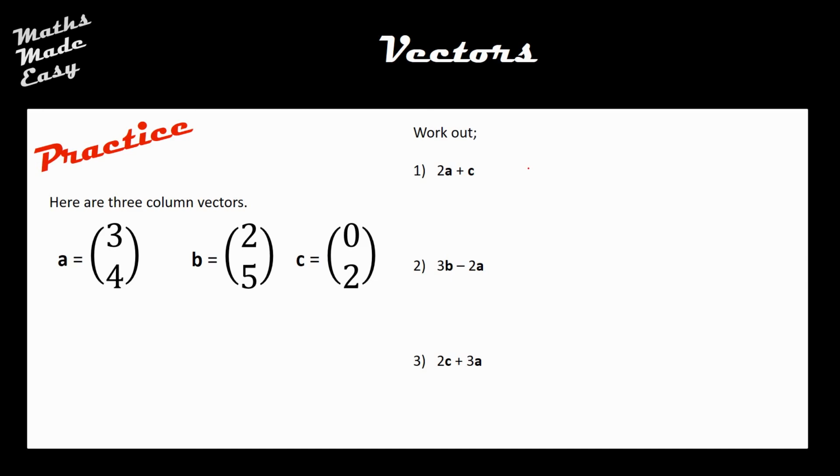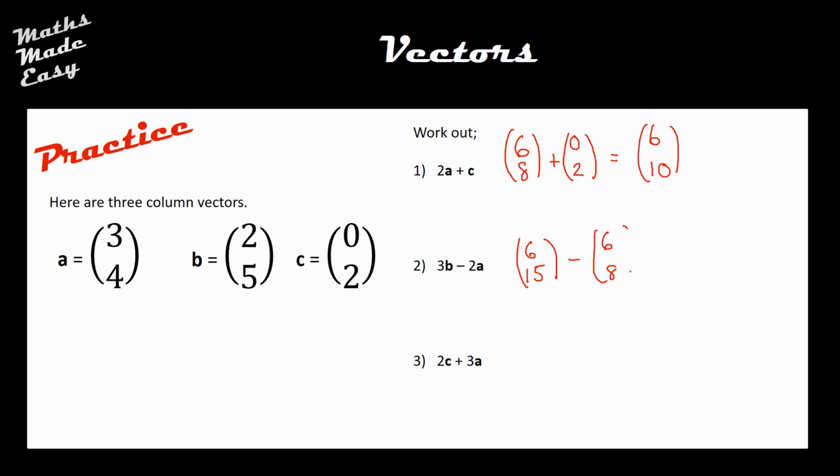So the first one, we're going to need 2 lots of A, which is going to be 6, 8. And we're going to add that to 1 lot of C, which is 0, 2. When you put those two together, you're going to get 6, 10. Moving on to the next one, I'm going to want 3 lots of B, which is 6, 15. And this time it's a subtraction, and I'm going to subtract 2 lots of A, which is 6, 8. 6 take away 6 gives me 0. 15 minus 8 gives me 7. So my new column vector there is 0, 7.